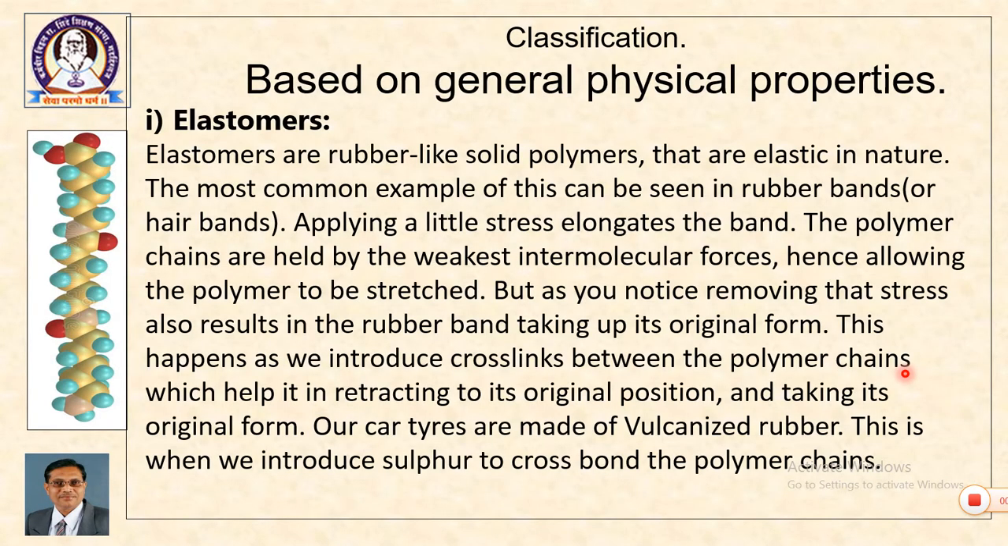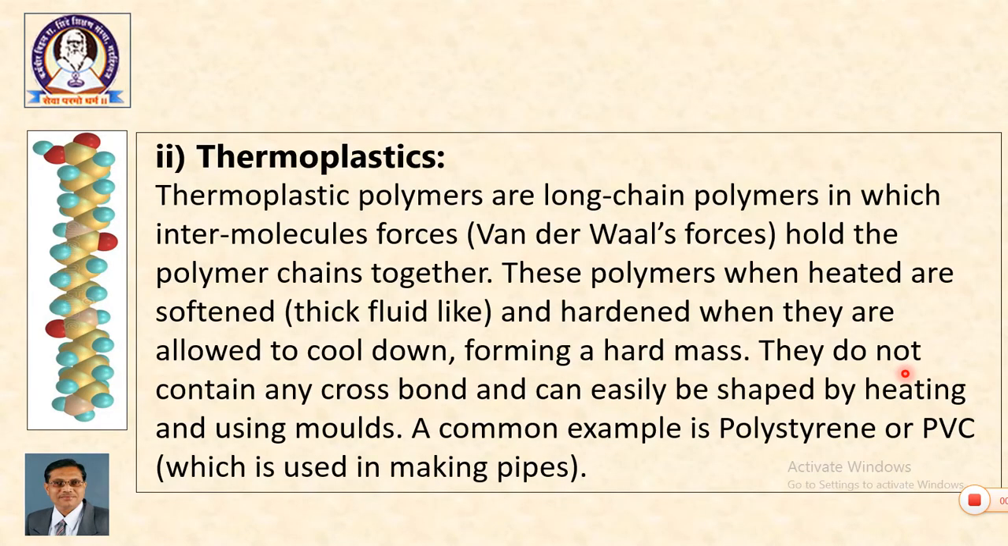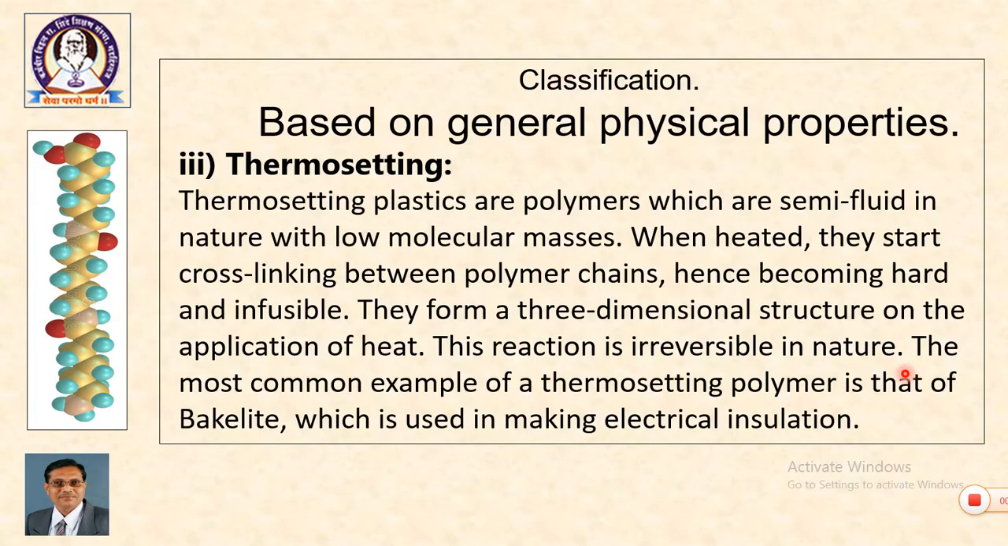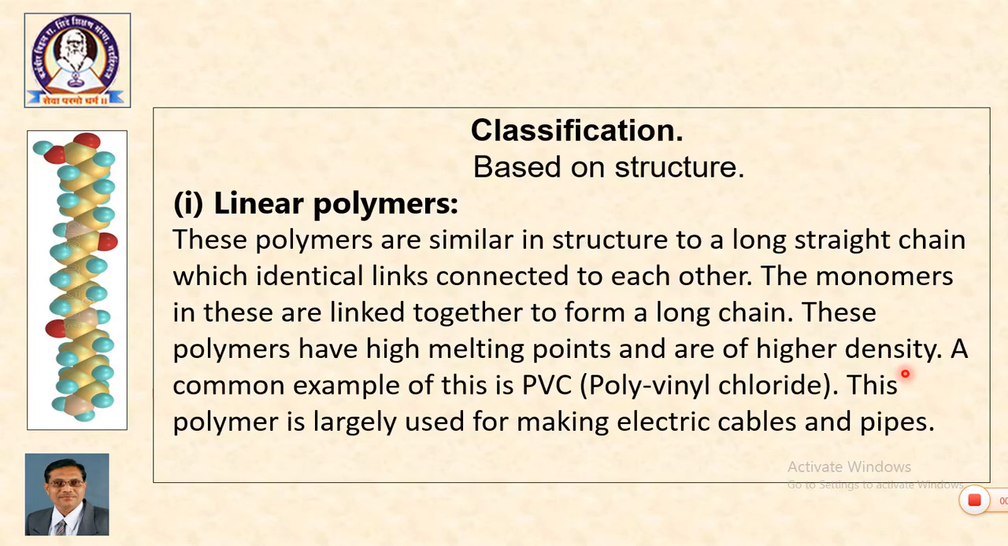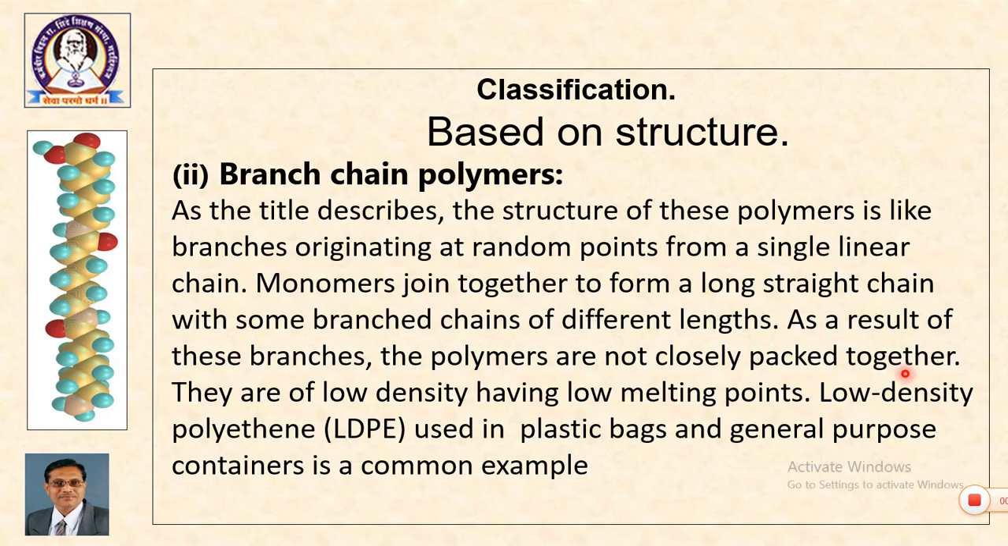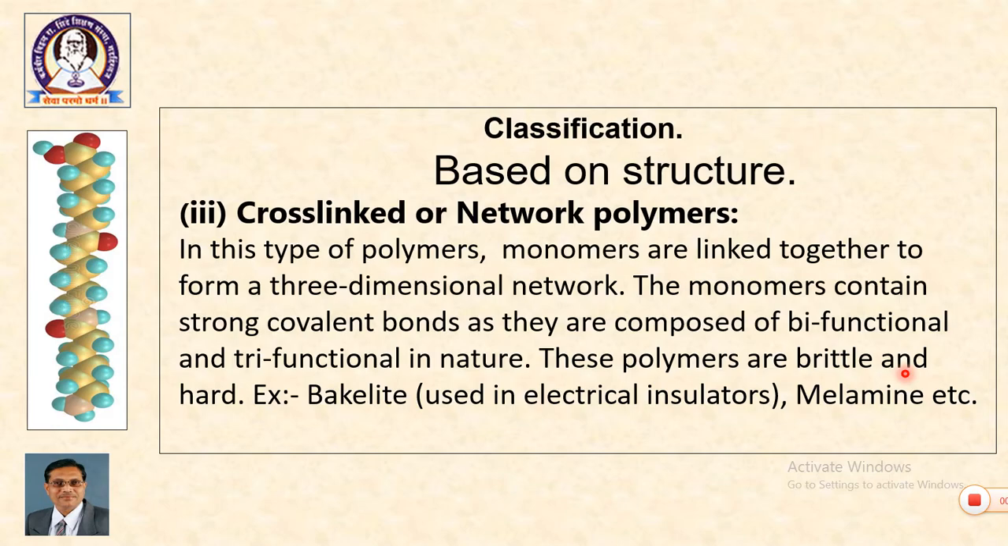Then based upon physical properties, we have 4 categories. Elastic polymers are called elastomers. Thermoplastics can be remolded repeatedly. Thermosettings cannot be remolded because they form an infusible mass after heating. And the last category is fibers. In the last method of classification, the polymers which have a linear structure are called linear polymers. The polymers which have branches are called branched polymers. These have low densities. And the third category is called cross-linked polymers, which are brittle in nature.